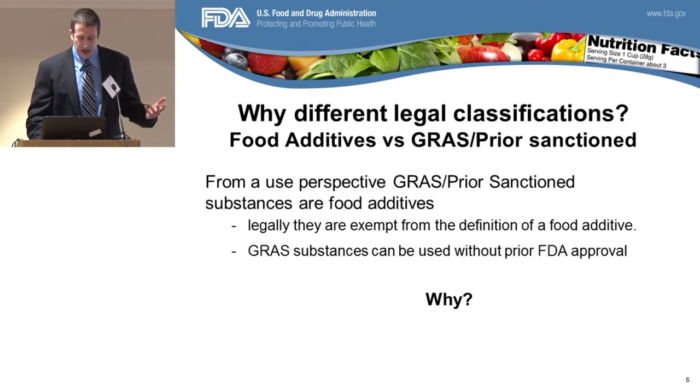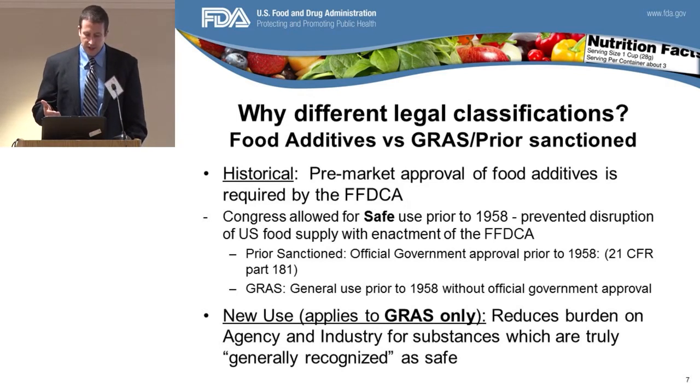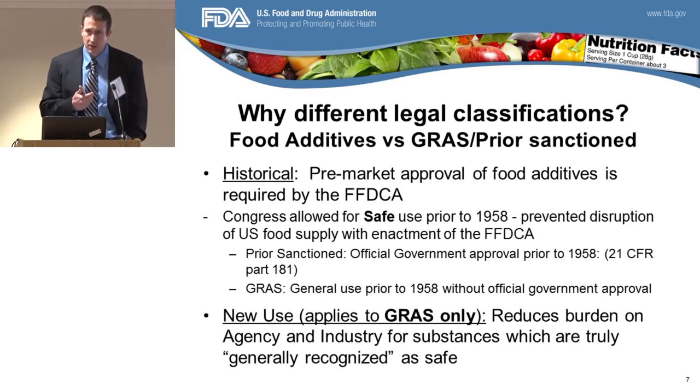But why is there this difference? The main reason is historical and what the definition of a generally recognized as safe or prior sanctioned material is. So historically, once the Food, Drug, and Cosmetic Act was passed in 1958, it requires pre-market approval of any food additive before it's used in food. So before it's added to food, before it's used as a food contact material, it's required that you come to FDA and get pre-market approval.